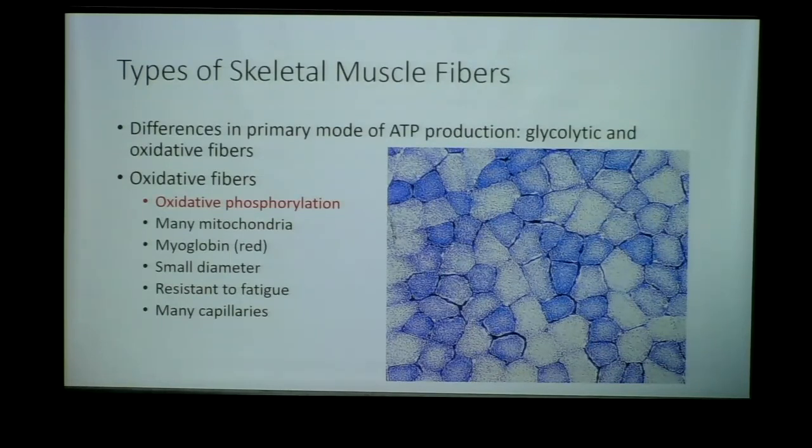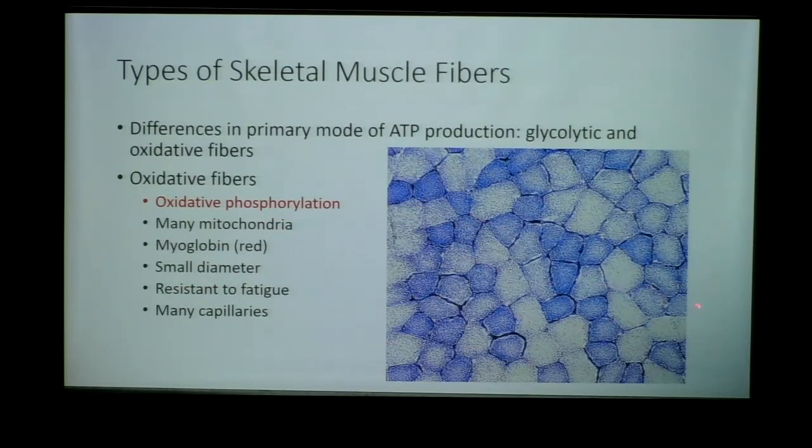They have lots of myoglobin. Myoglobin is the cousin of hemoglobin, which is that transporter. It brings oxygen from the blood into muscle tissues. And that makes sense, right? We need oxygen, so we need lots of myoglobin. Now, the myoglobin makes this tissue appear more red.